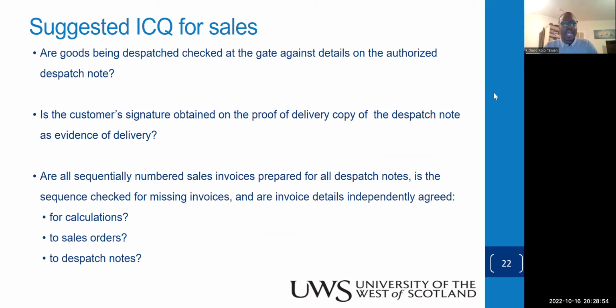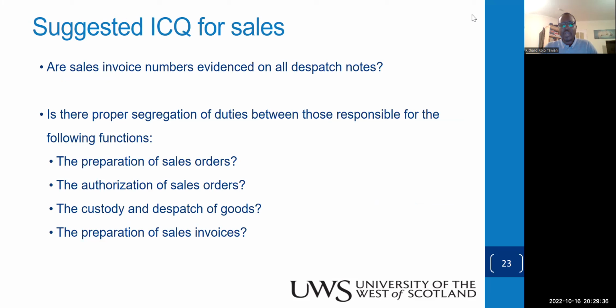The other things we could also look at are goods being dispatched, checked at the gate against details on the authorized dispatch notes. Are customer signatures obtained on the proof of delivery copy of the dispatch note as evidence of delivery? Are all sequentially pre-numbered sales invoices prepared for all dispatch notes? Are these sequence checked for missing invoices? And are invoice details independently agreed for calculations to sales orders, to dispatch notes? Check all of this.